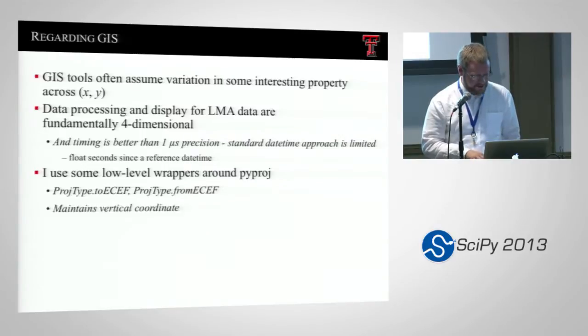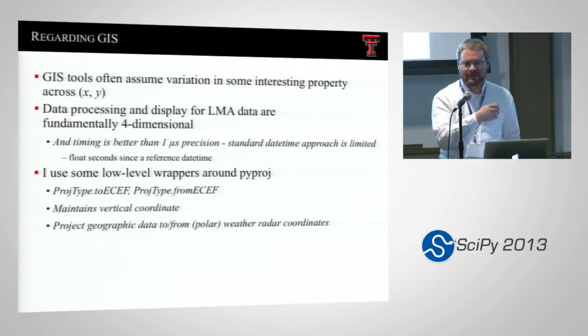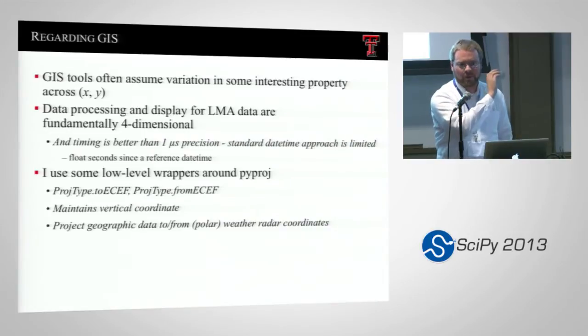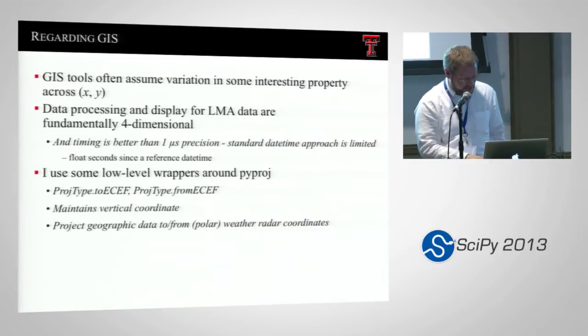I use Earth-centered, Earth-fixed coordinates as sort of my API for going back and forth between different coordinate systems. I maintain my vertical coordinate, and I can do things like project my geographic data into weather radar coordinate systems to do subsetting based on weather radar scans through these lightning flashes.